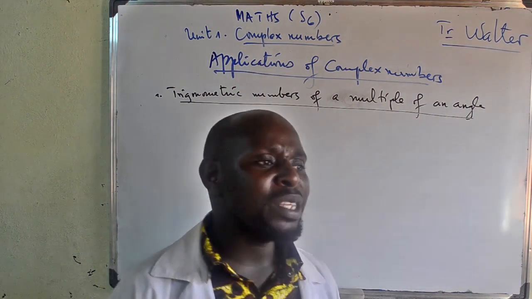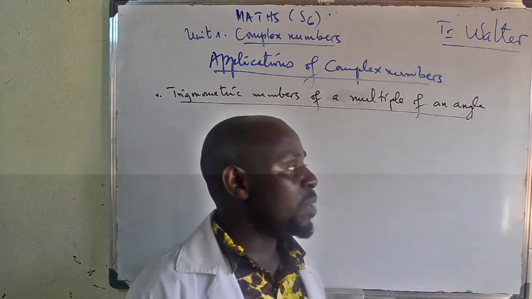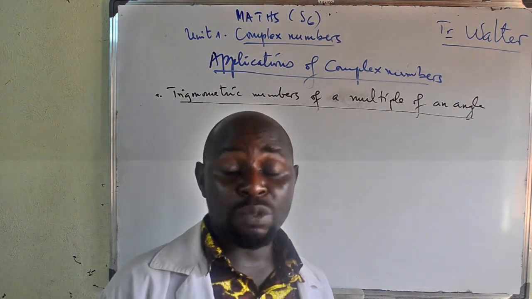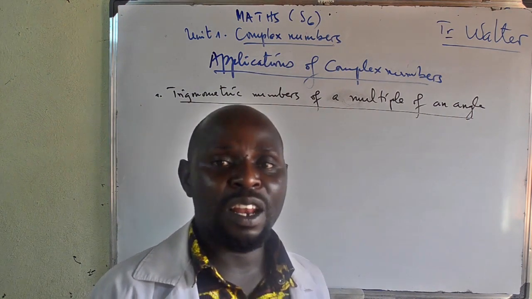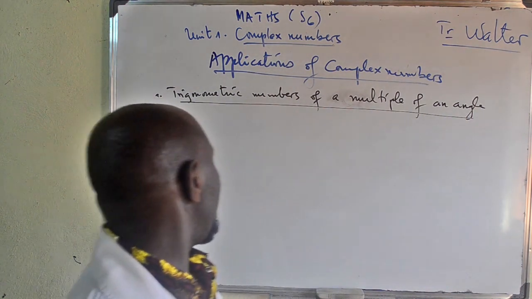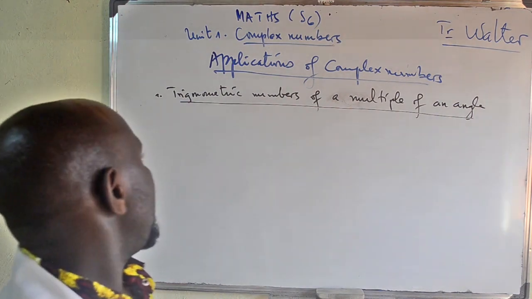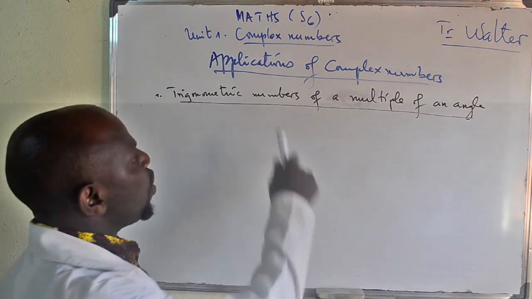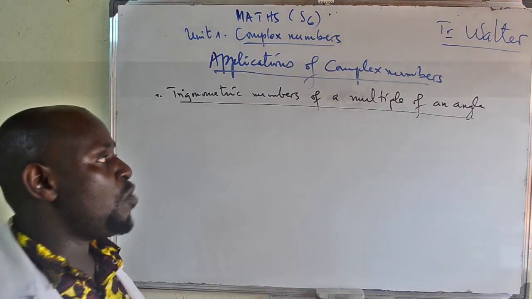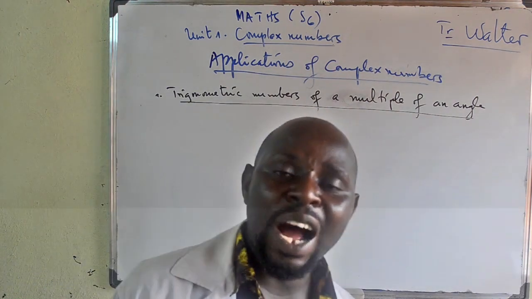We use complex numbers in different ways, but I'm just going to discuss with you a few of the very important ones, and we shall also see the other applications in another opportunity. So the first one that we are going to discuss in this lesson is that we use complex numbers to find the trigonometric numbers of multiples of an angle.